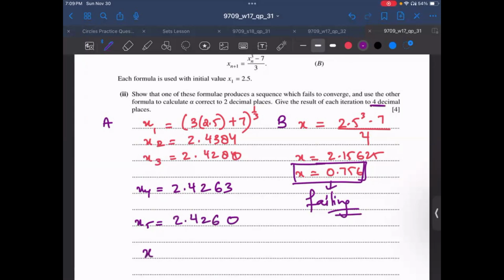So we can say that the value of x correct to 2 decimal places will be 2.43. We have to give it to 2 decimal places, so the final answer will be 2.43.